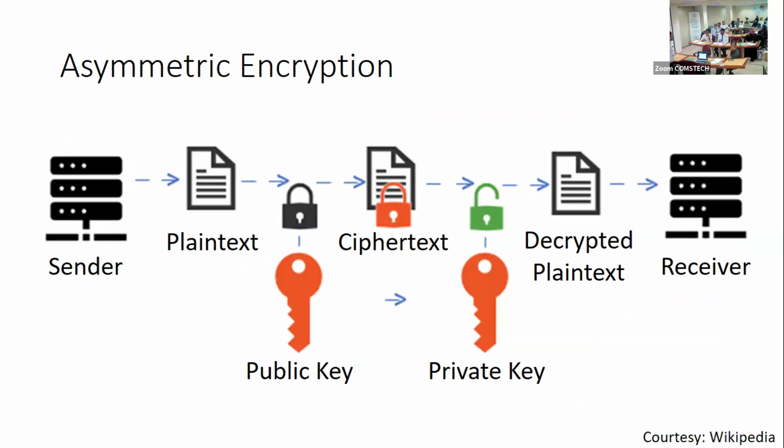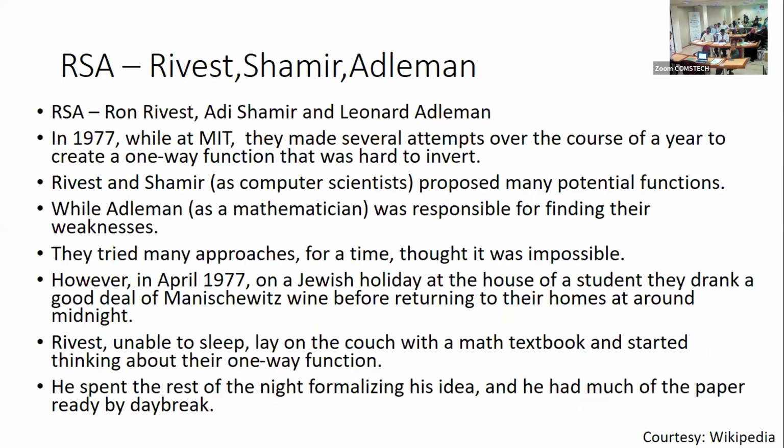So now I go to asymmetric encryption. In asymmetric, as I already told you, we need two keys. One is the public key, one is the private key. The first asymmetric cipher was invented by Rivest, Shamir, and Adleman. It's called RSA. These three guys, Ron Rivest, Adi Shamir, and Leonard Adleman, were sitting in MIT, and they kept working for over a year.